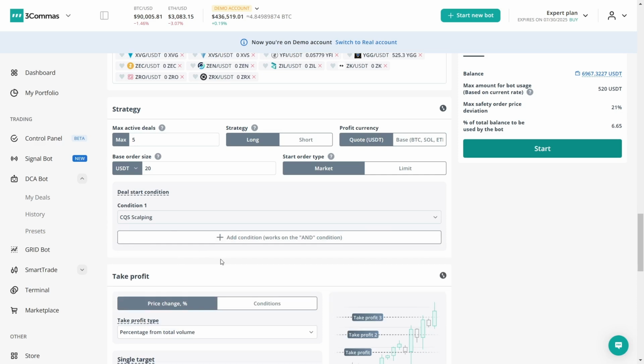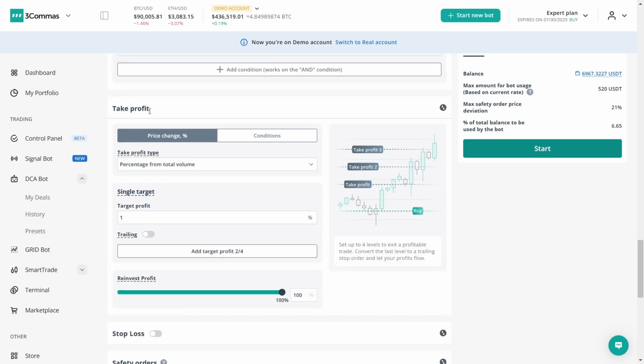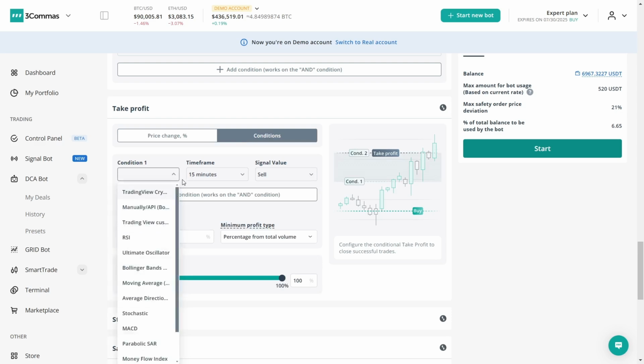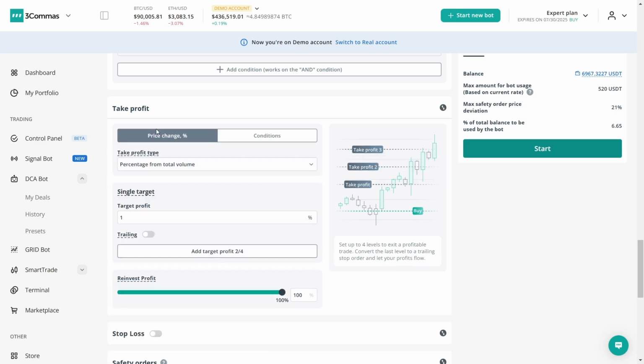Now we have the take profit part of the settings. You can take profit based on price change or conditions as well. And you can also choose conditions based on technical indicators, TradingView, etc. But the most common strategy is to take profit based on price change.